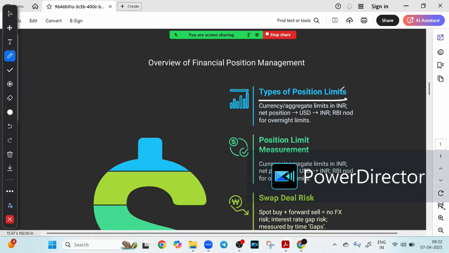To begin with, banks operate under position limits. Yes, both currency-wise as well as in aggregate INR terms. So currency-wise there are position limits, and in aggregate INR there is also a position limit, right? For example, if a bank is dealing in USD INR, the net position is closely monitored, right?